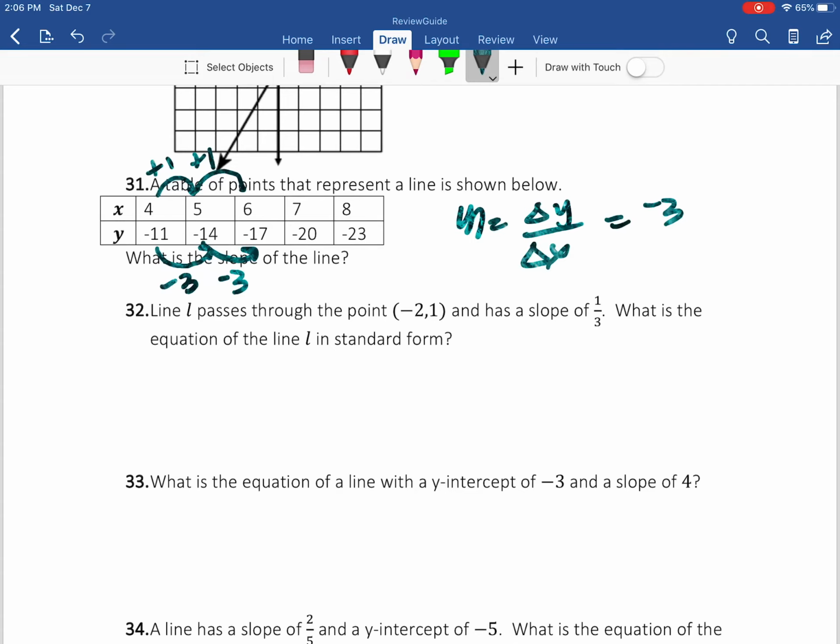We could also put that in stat plot. I'm not going to do it on here just because it's going to take me some time to enter in the data.